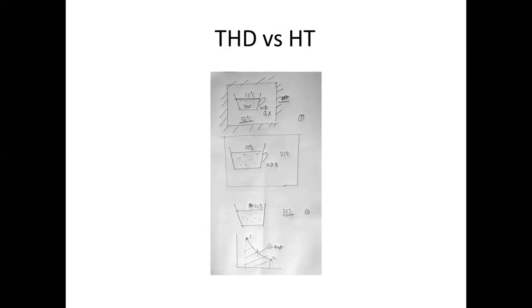Now we will see one simple example. Suppose this is a hot cup of tea, in which tea is kept at 50 degrees centigrade, and it is kept in a surrounding of 50 degrees centigrade. Both are at 50 degrees centigrade, and both are in thermal equilibrium with each other. Hence the heat will not flow, as it is in thermal equilibrium. It is at state 1.